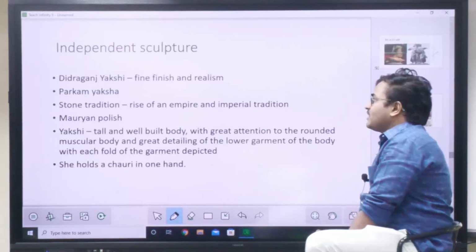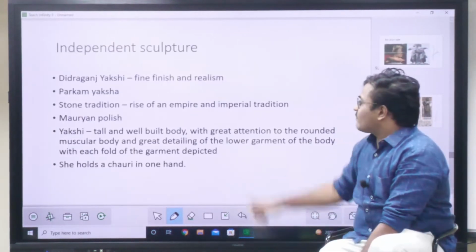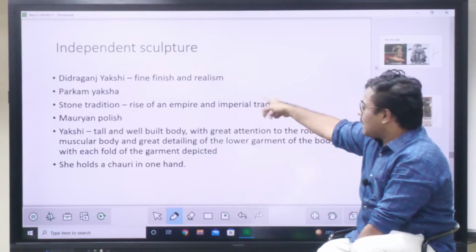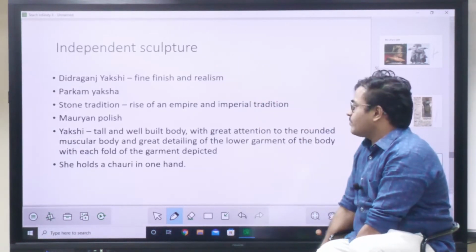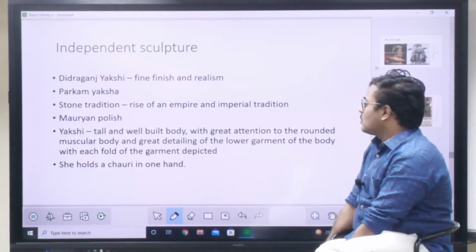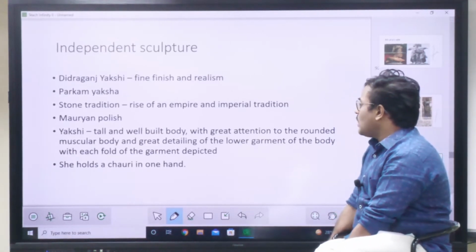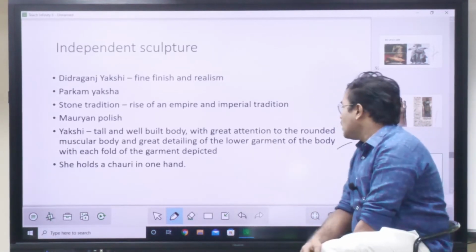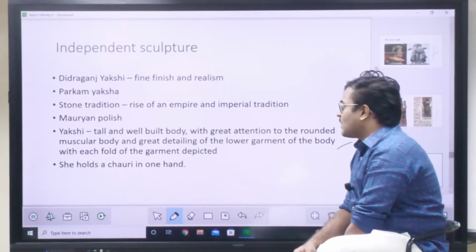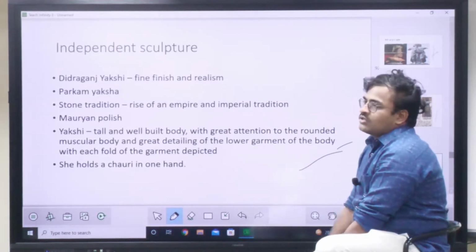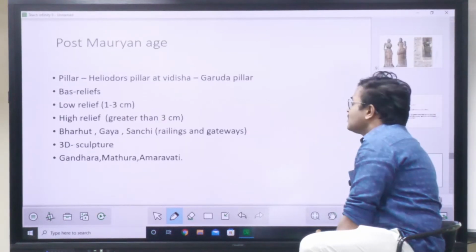So this is the story of the Yakshi. Didarganj Yakshi has a fine finish and idealism. Sorry, not realism. Again, here also there is a mistake. Idealism, not realism. Yakshi has a tall and well-built body with great attention to the rounded muscular body and great detailing of the lower garments, with each fold of the garment depicted. She holds a chauri in one hand.